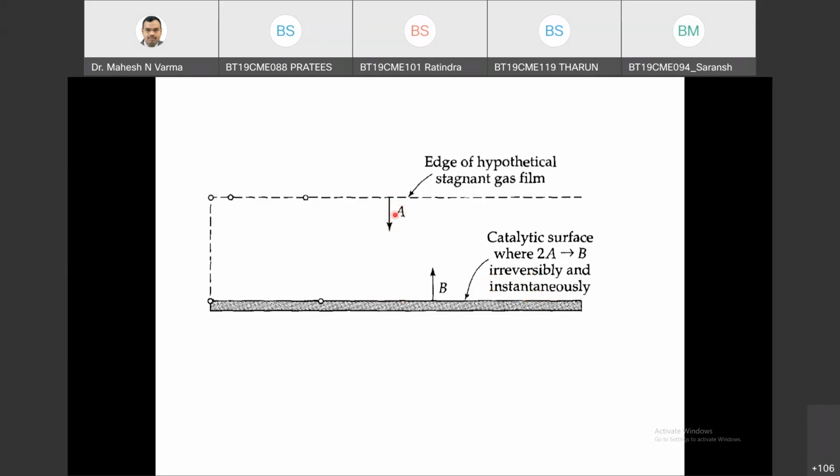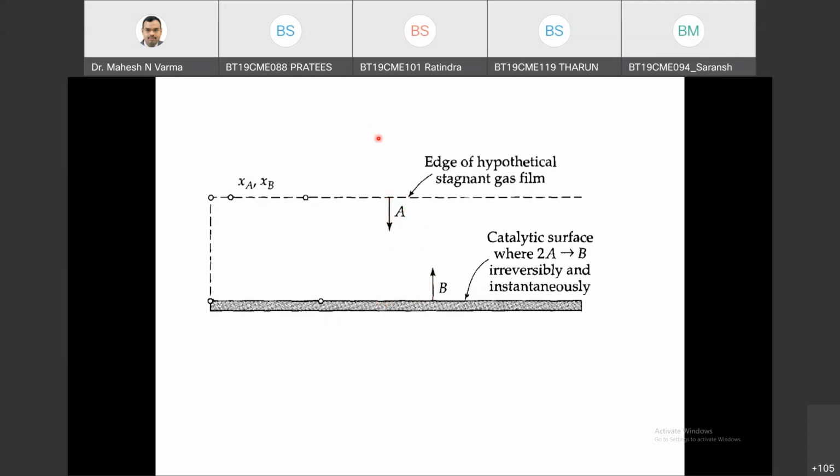Means as soon as A reaches here, it will be converted to B. So certainly the concentration of A at the surface will be 0. Concentration of B at the surface will be maximum. Mole fraction of B at the surface will be 1. And as we move in this direction, slowly the concentration of B will decrease and reach the bulk concentration, and the concentration of A will slowly increase and reach the bulk concentration of A here.